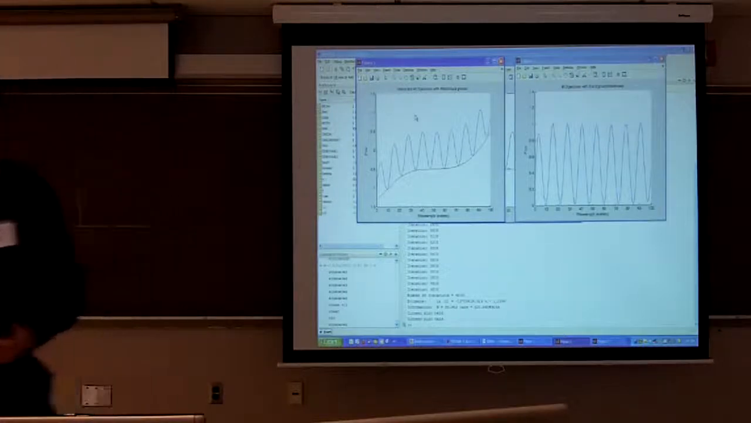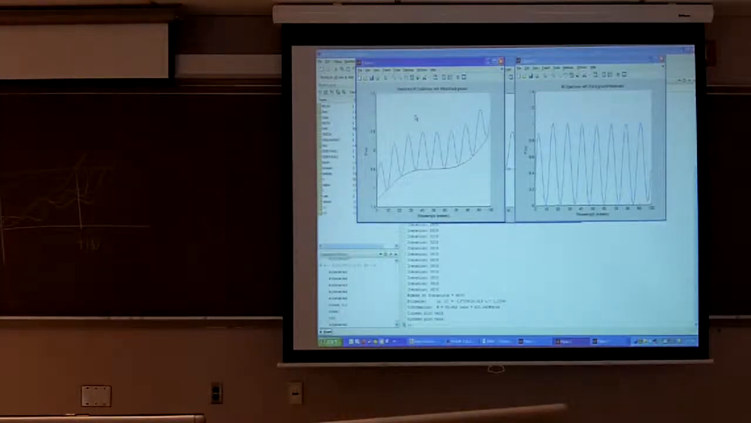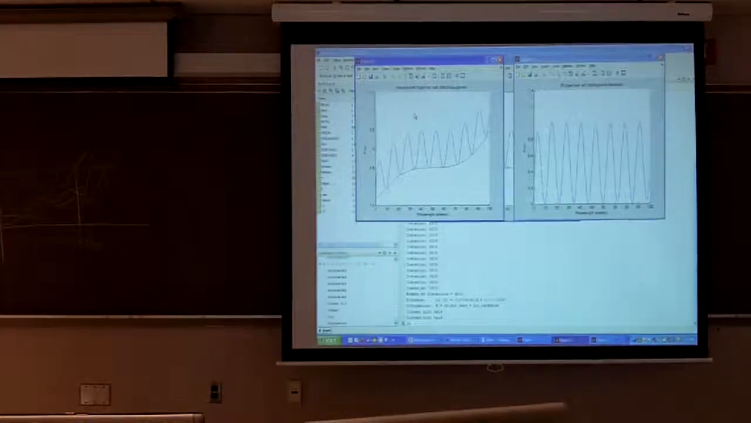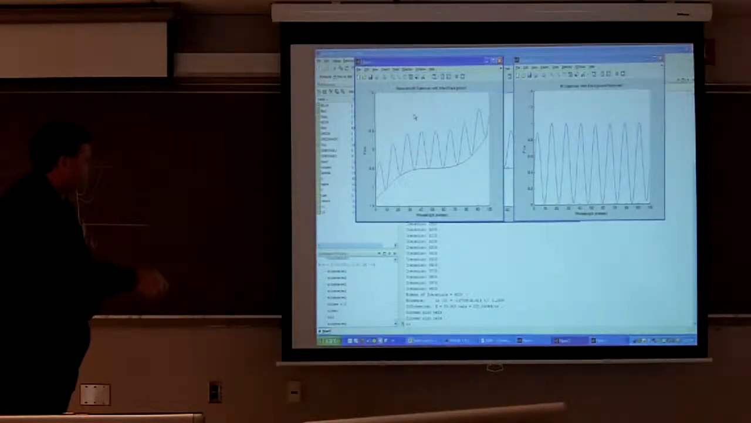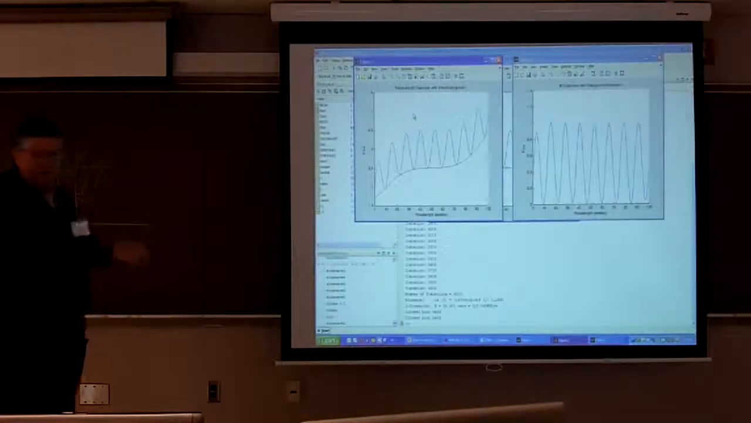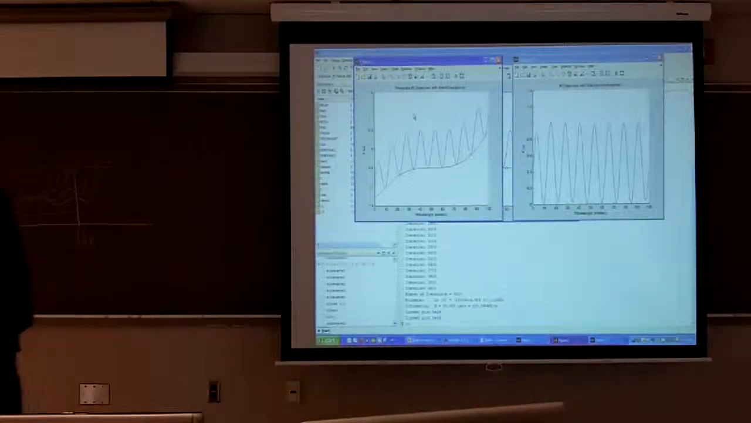What was the input? The first peak in the input was like that, or were they all the same? Sorry? The input signal. They're supposed to be all the same. Same amplitude? It's a sine wave. They're supposed to be all the same. The problem with splines is that you've got a loose end, right? So it's going to behave polynomially at the end. So you know to ignore that. Yeah.